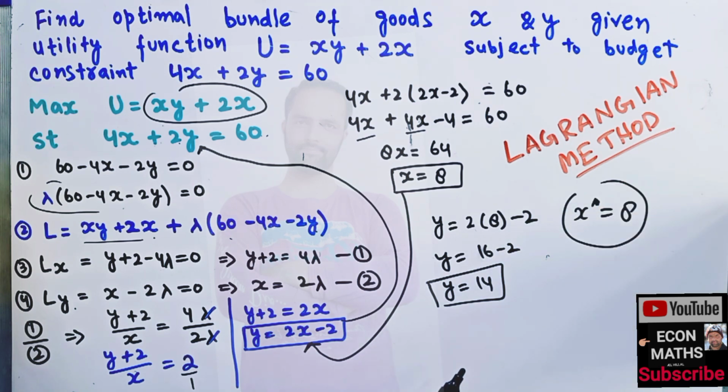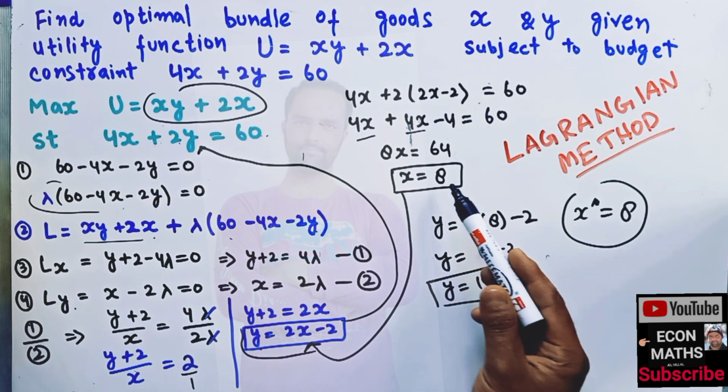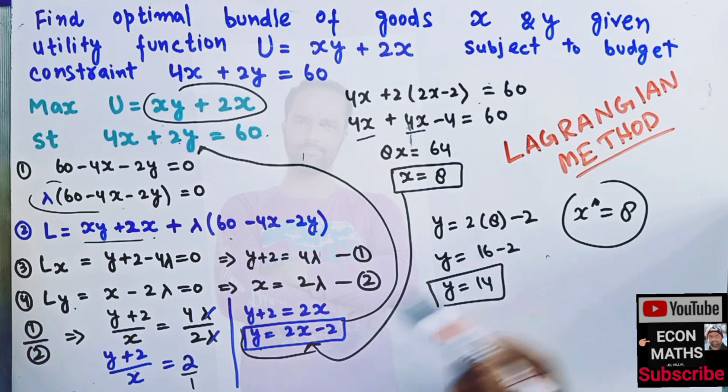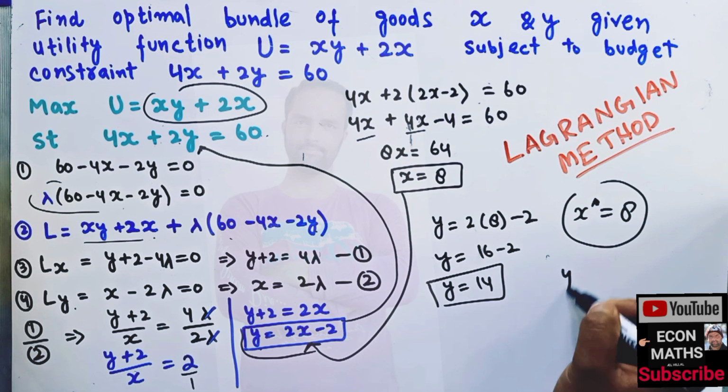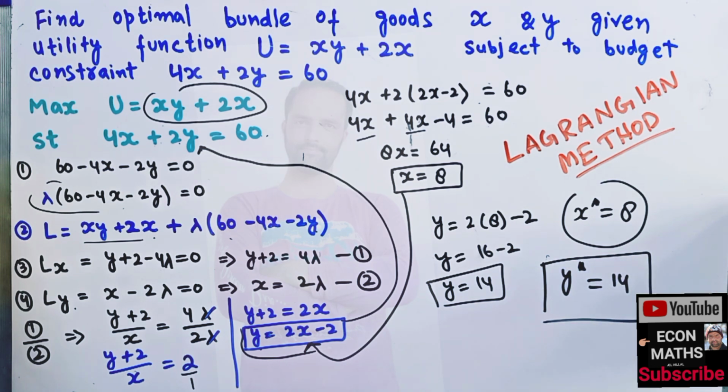To find the optimal value of good y, simply plug the value x = 8 into this equation. So y will be equal to 2 times the value of x which we got, 8, so we have y = 2 times 8 minus 2, so we get y = 14. So the optimal values of good x and good y that the consumer should purchase or consume to maximize utility are 8 and 14.